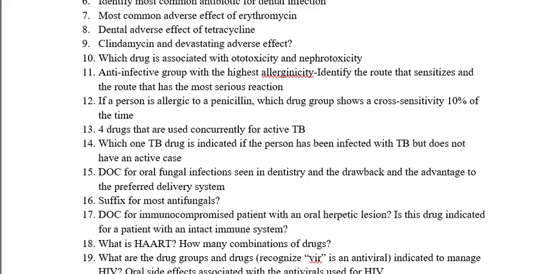So oral fungal infection seen in dentistry is thrush, right? It looks like you have cottage cheese in your mouth. You wipe it away and there's a red bleeding area.